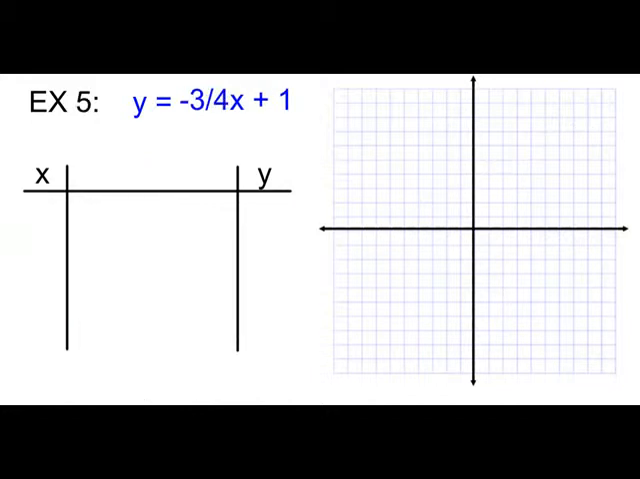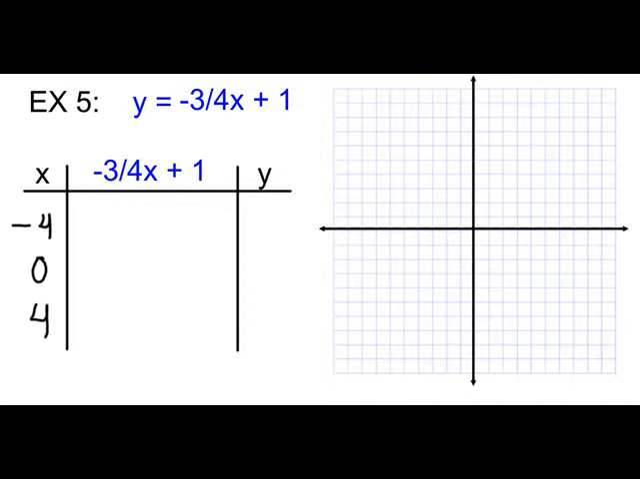So the last example I'm going to give you is y equals -3/4 x plus 1. We make our table. We pick some numbers. Now my denominator on my fraction this time is a 4. So I want to pick things that are probably divisible by 4. So maybe this time I will pick -4, 0, and 4. They're all divisible by 4. Those are easy ones to pick.